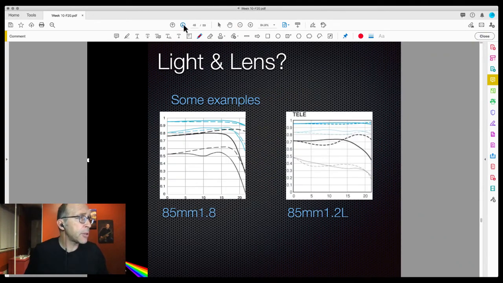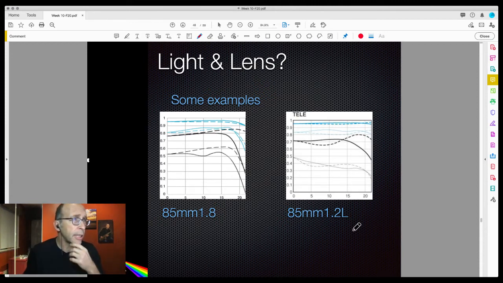So here's some examples, a couple of 85 millimeter lenses. And the 85 millimeter 1.2, this is a Canon lens, by the way, L series lenses. L series means it's their higher end lens, more professional level. Well, that 85 millimeter is a desirable lens. That lens costs about $2,700 just for that lens alone.